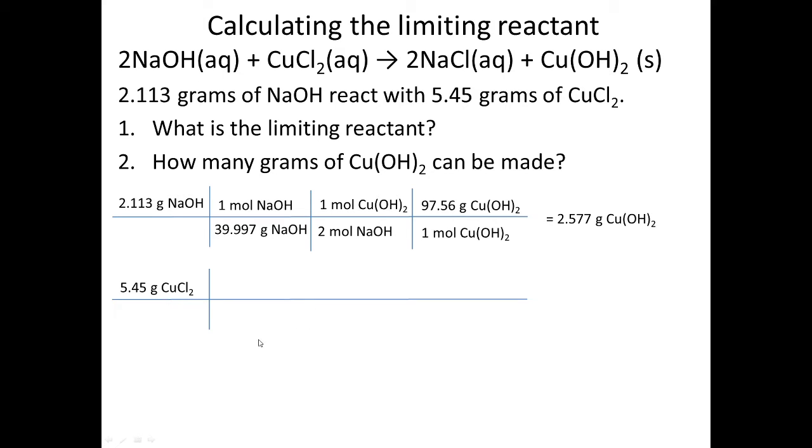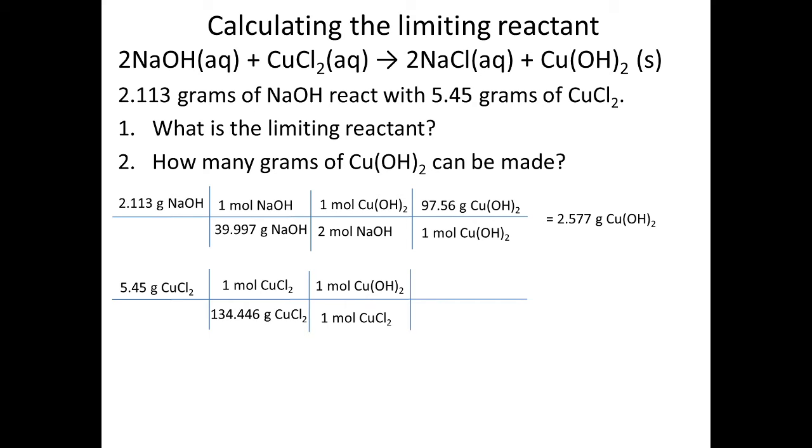I add up the molar mass of copper chloride from the same periodic table. I got about 134.446 grams of copper chloride for 1 mole of copper chloride. And again, I'm doing this conversion because I need moles so that I can use the reaction to convert from reactant to product. Draw another vertical line. Moles of copper chloride is going on the bottom because I want to get rid of it. Moles of copper hydroxide is going on the top because that's what I want.